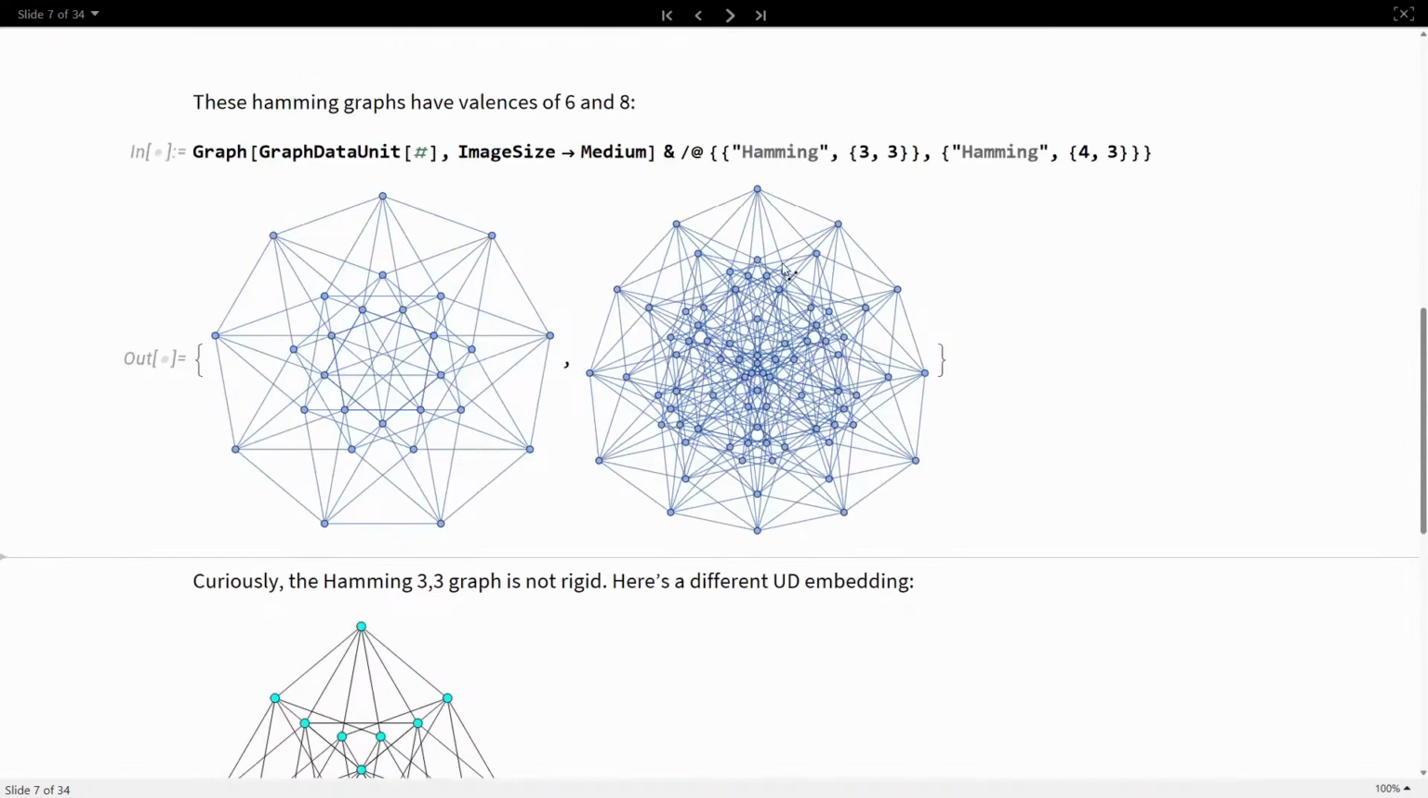This is a larger version of the Hamming graph. This is the 4-3 version, and it has a valence of 8. Every vertex connects to 8 others.